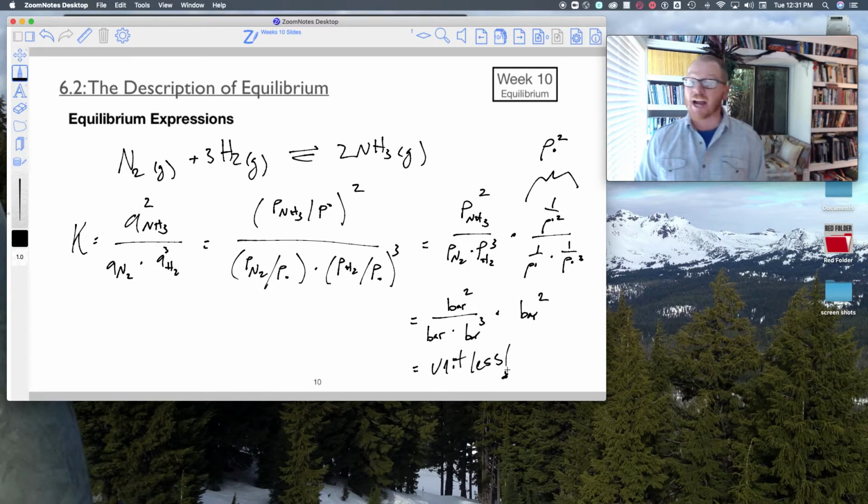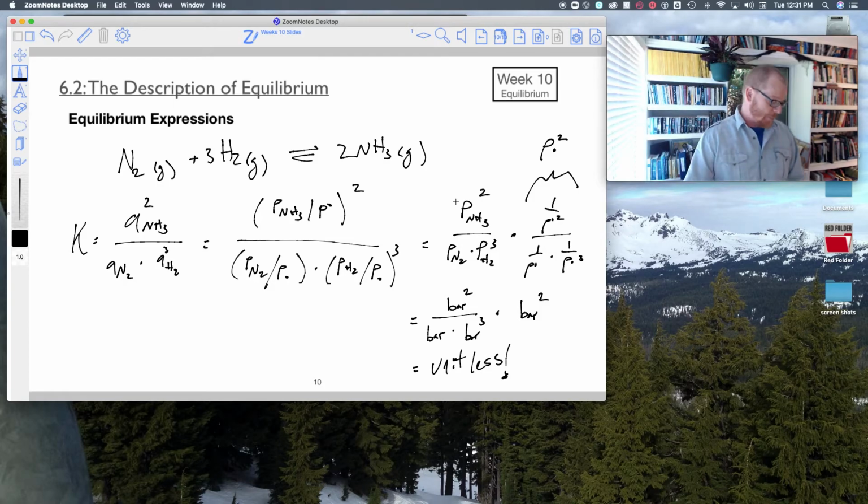So this is why equilibrium expressions are actually unitless. Maybe that bugged the heck out of you in Chem 109. We told you, oh, they're just unitless. But if you use this chunk, you can see that's clearly not going to be unitless. But because equilibrium is technically based off of activity, it does become unitless, okay?